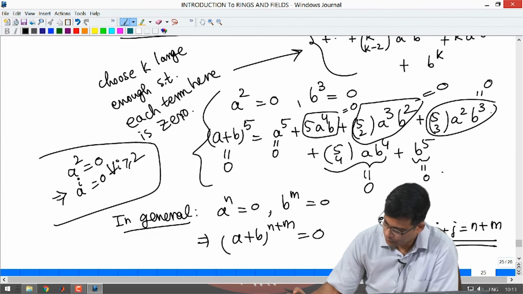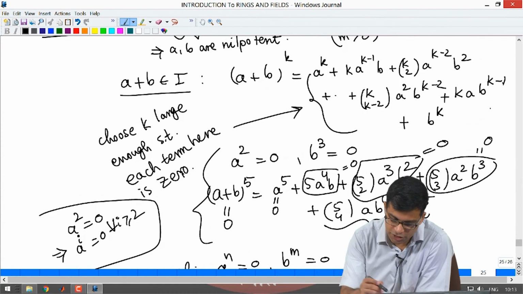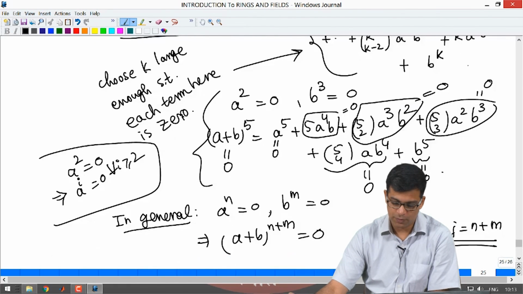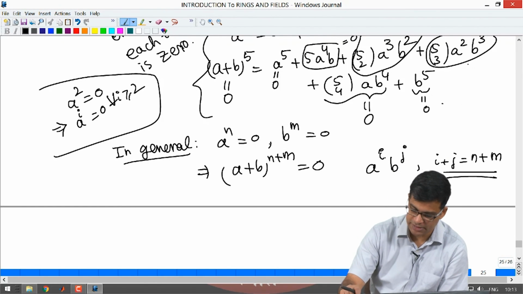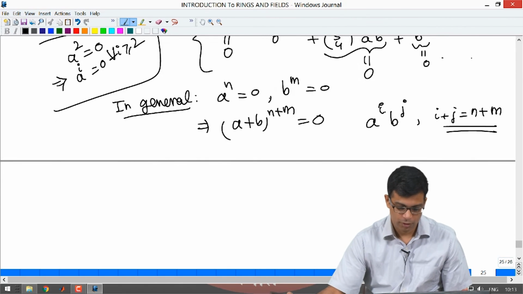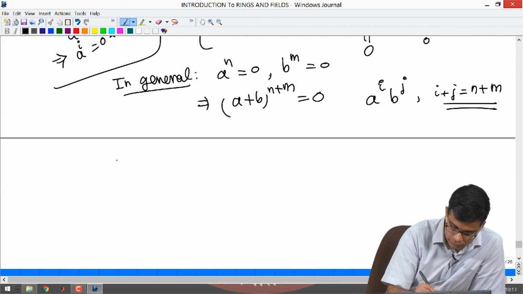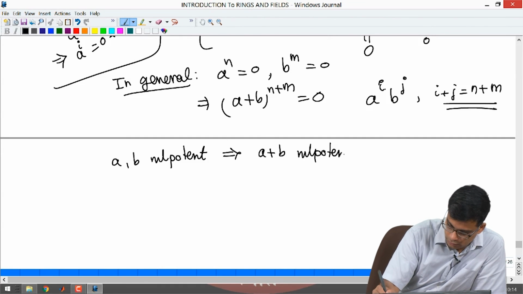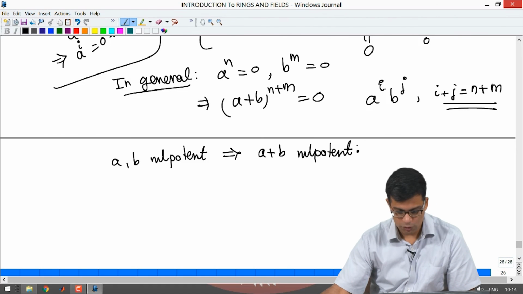So, in each binomial term the exponents will add up to k minus 1 plus 1, k plus 0, k minus 2 plus 2. So, i plus j will add up to n plus m. So, either i will be at least n or j will be at least m. So, what I have just shown is if a and b are nilpotent, that means a plus b is nilpotent. Okay. So, this is good.